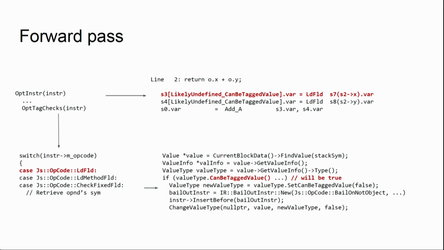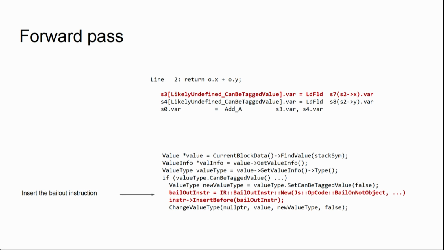So we'll take the if statement. And now it will do two things. The first thing it does is create a new instruction, which is bail on not object. And it will insert that instruction before.